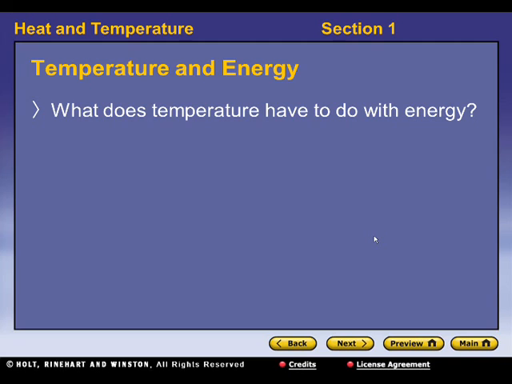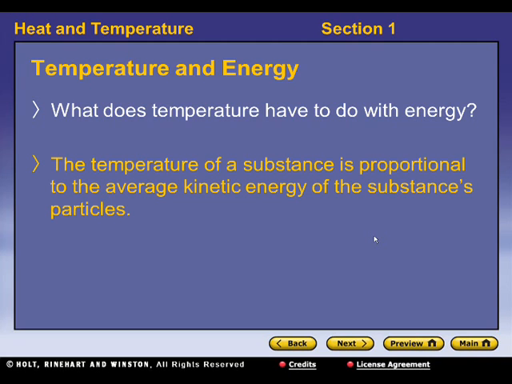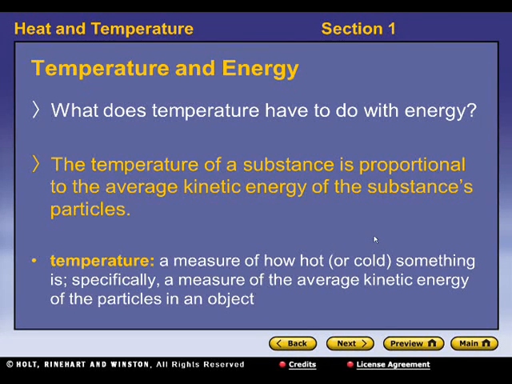Alright, start off with, what does temperature have to do with energy? The temperature of a substance is proportional to the average kinetic energy of the substance's particles. And if you remember, we talked about kinetic energy. Kinetic energy is the energy of motion. So there's a whole bunch of moving particles in objects, even solid objects that seem like they're not moving at all. All of their little particles in there are vibrating with some kind of motion. If you take the average kinetic energy of that, that's the temperature of the substance, or it's kind of proportional to that average kinetic energy.